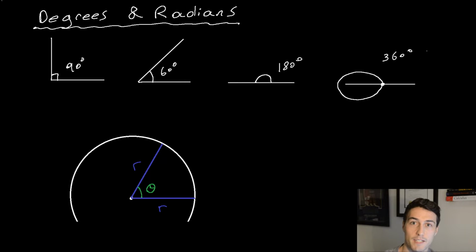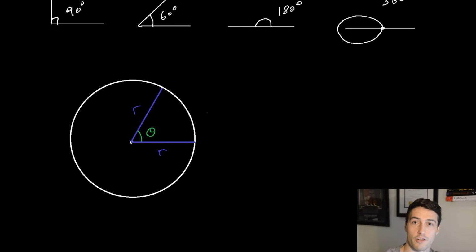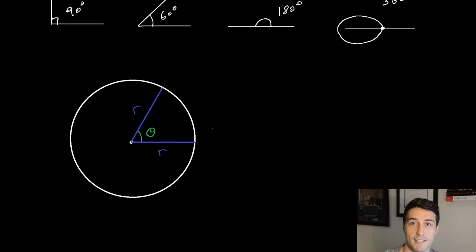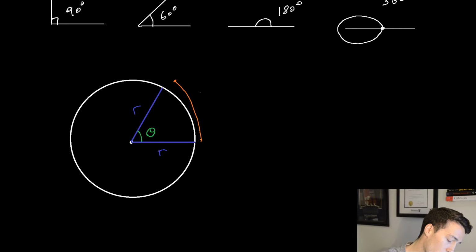So this angle measurement of degrees is actually just a human construct. We decided a long time ago that a full revolution or a full circle is 360 degrees. Radians in some ways are actually a more reasonable way of expressing angles due to how they're defined. So what a radian actually is, is the angle such that the arc length, like this orange line, is equal to the radius.